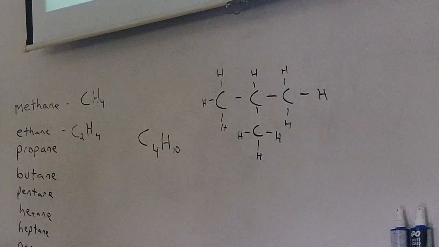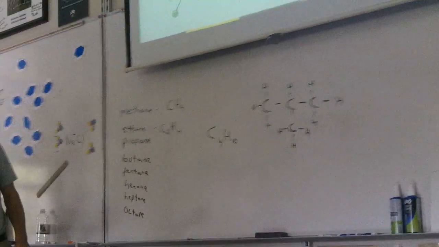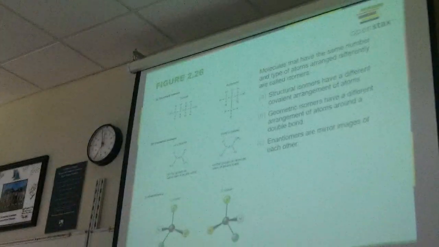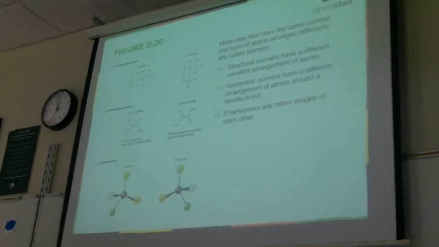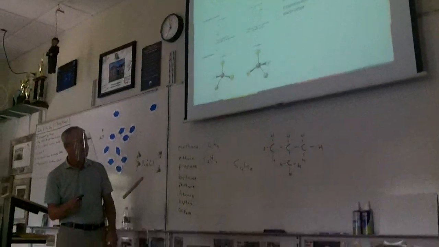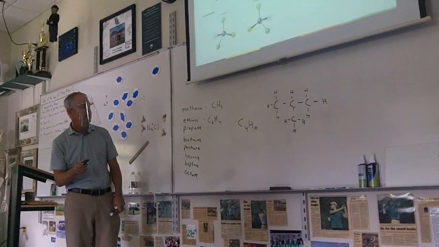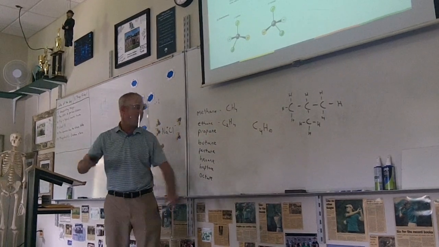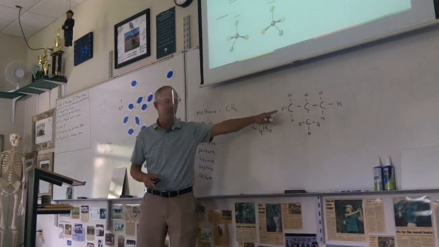We call those isomers. And you can see here, there's a C4H10, and there's another way to look at C4H10. Yes? How do you write the chemical formula of one thing if it's the same as another thing? You just write them both the same. But how do you know the difference? You don't by looking at the formula. Okay. You only know by looking at the structure.